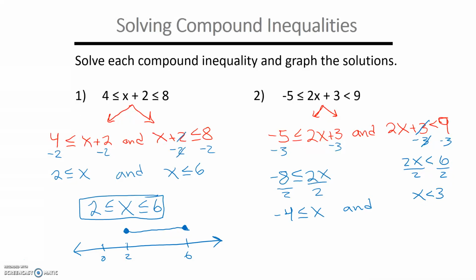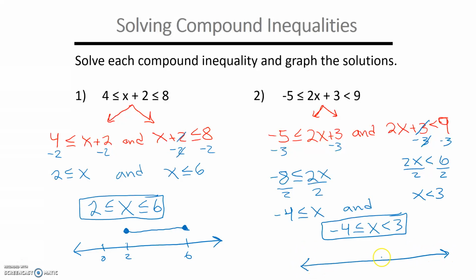So again, in order for my solutions to work, they have to satisfy both of these. X has to be greater than or equal to negative 4, and it also has to be less than 3. Let me recombine these here so I get negative 4 is less than or equal to x, and x is less than 3. All right, that is my solution. And again, I want to go ahead and represent this on a number line.